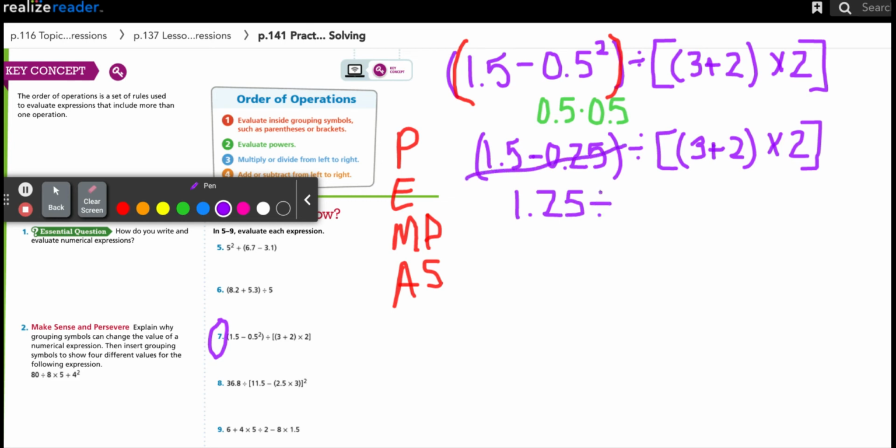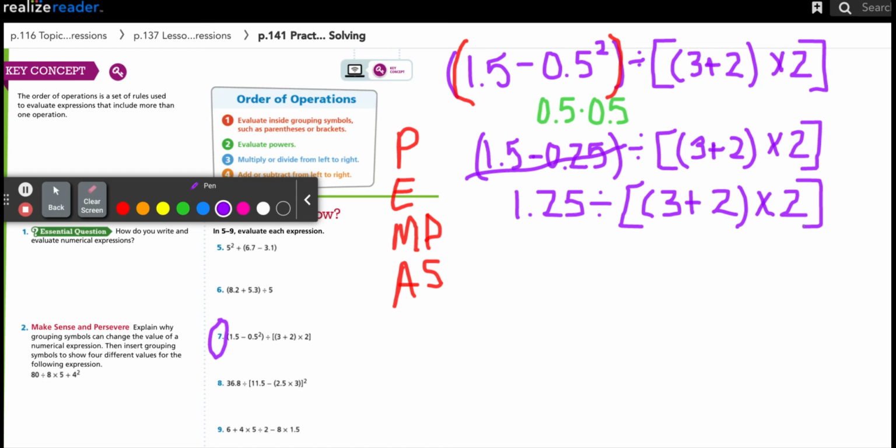And let's bring the rest down, rewriting it carefully so we don't forget any steps. So notice how each time I solve a part of the expression, I'm only solving one part. I'm still bringing the rest down, and each step, each line of our expression is getting smaller and smaller as we solve parts of it. So now I have 1 and 25 hundredths divided by open bracket, open parentheses, 3 plus 2, close parentheses, times 2, close bracket.